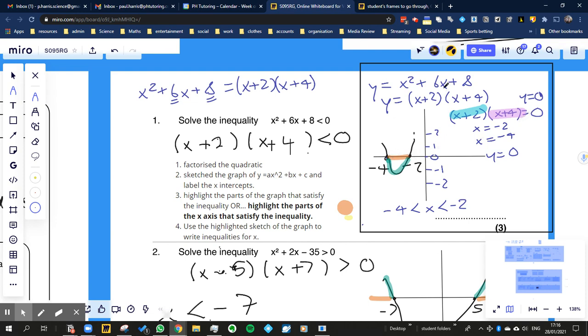And then we're looking for the situation when y is less than 0. So that would be when the line goes less than 0 on the y-axis, and it's between minus 4 and minus 2. And so that's it. Minus 4 is less than x, and x is less than minus 2.